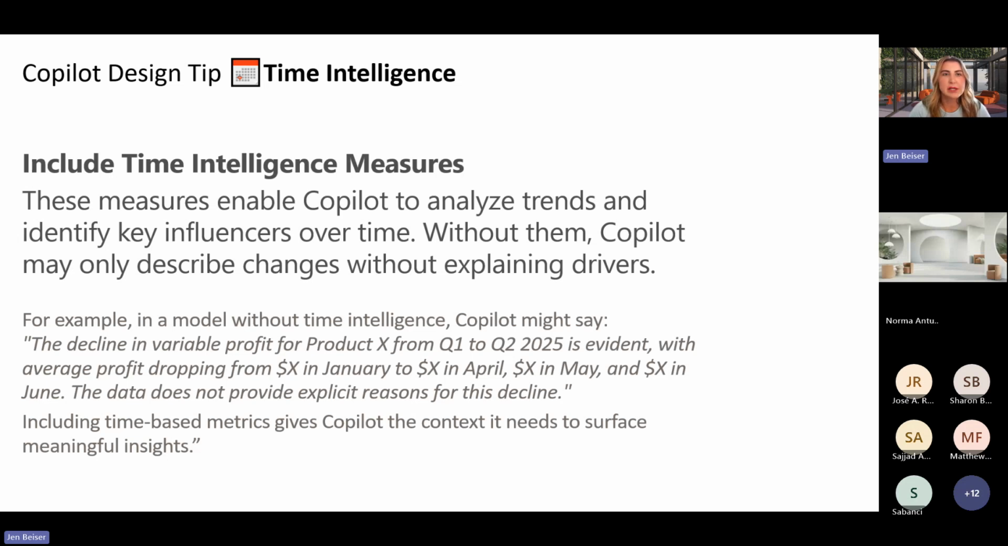If you don't have time intelligence, Copilot might say that the decline in variable profit for this product from Q1 to Q2 is evident. The profit dropped from this in January to that in April. It was this in May, but it's not really providing explicit reasons for the decline. If you have time-based metrics, Copilot's going to be able to understand the context of that change because it's going to be able to look at the time intelligence measures based on the attributes that you have in your model.